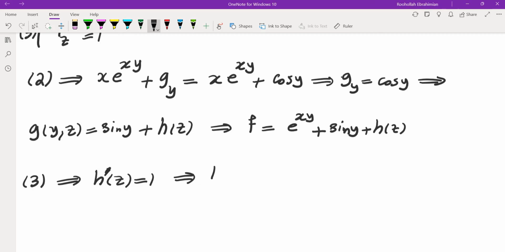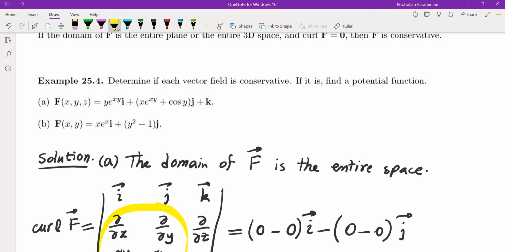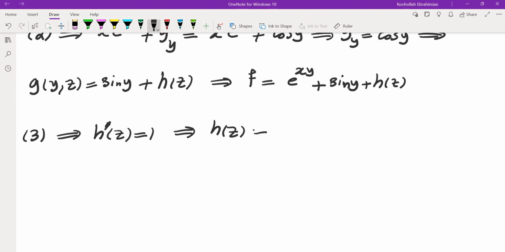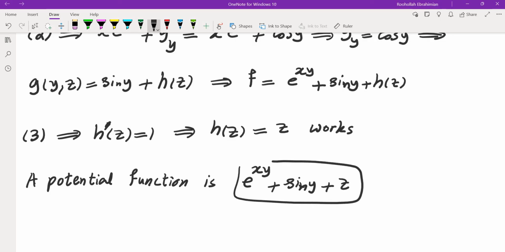Now, if we look back, the problem is asking us to find a potential function. It's not asking us to find all potential functions. It's asking us to find a potential function. So we don't need a plus c here because we are looking for only one potential function. So h of z equals z works, which means I can find a potential function from here. So a potential function is going to be e to the xy plus sine of y plus z. So this is a potential function.